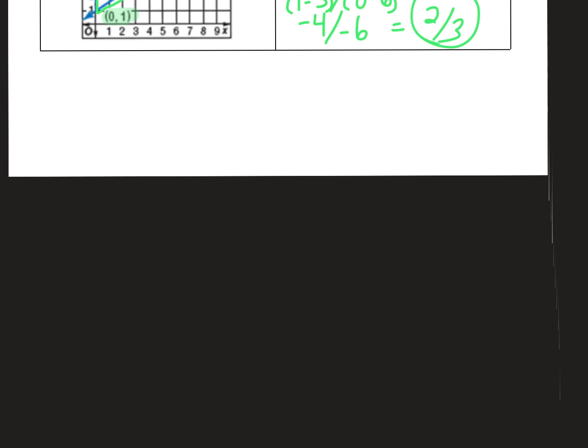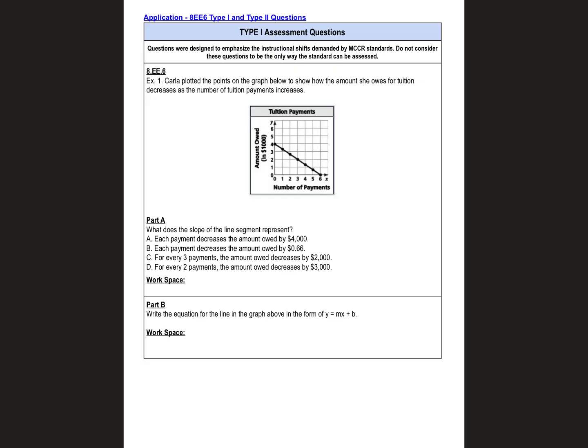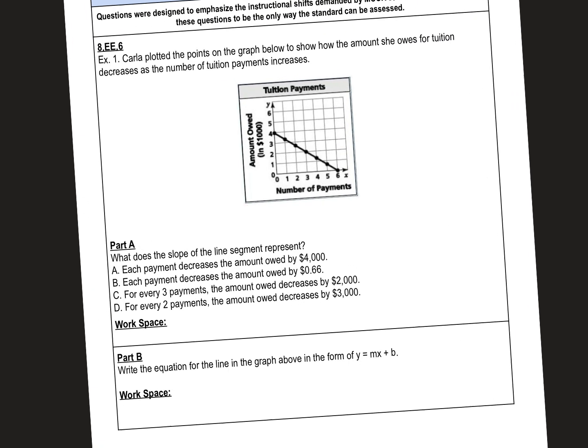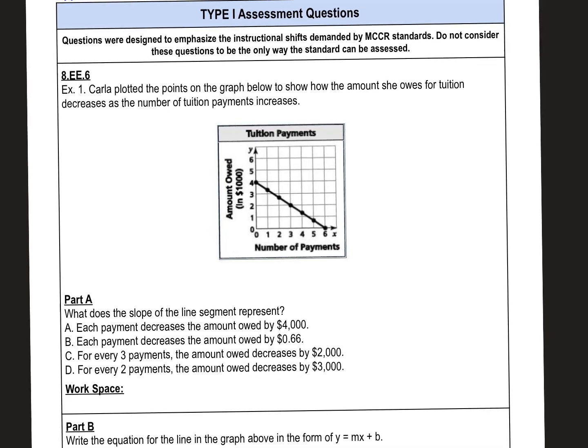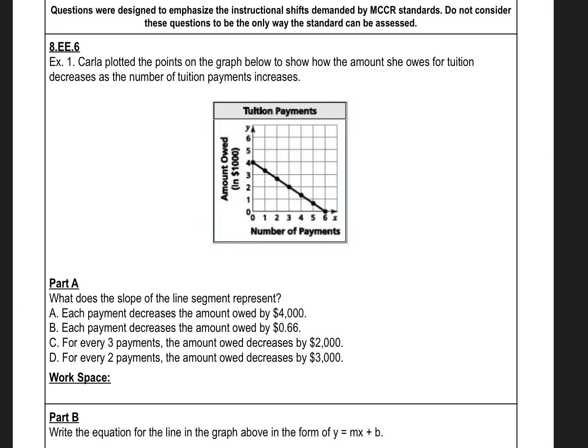So let's come down to our next page. Carla plotted the points on the graph below to show how the amount she owes for tuition decreases as the number of tuition payments increases. So part A asks, what does the slope of the line segment represent? Okay, so that one we're going to go through very quickly.